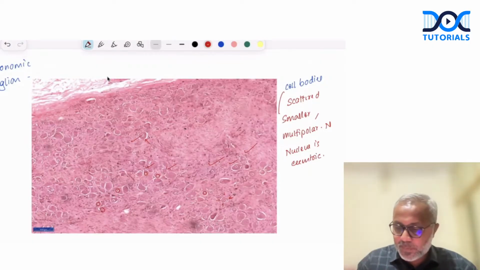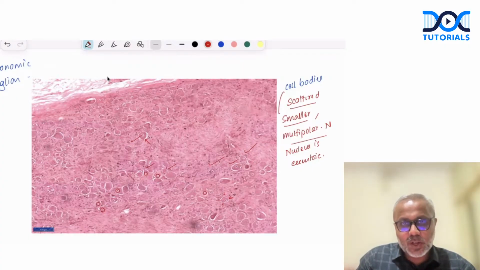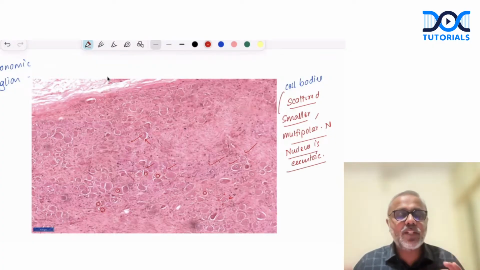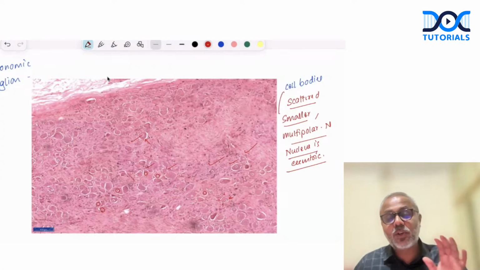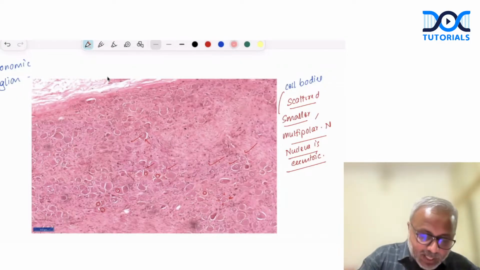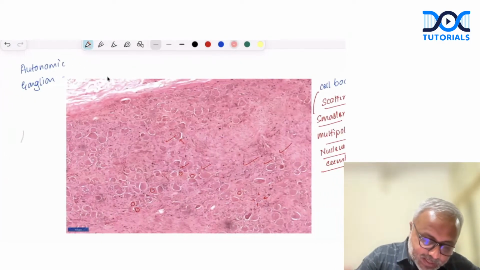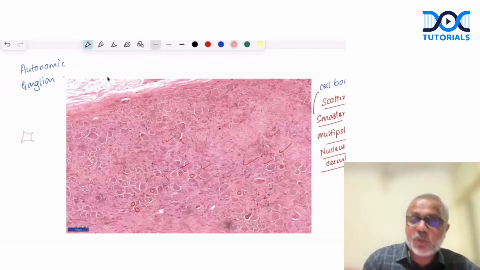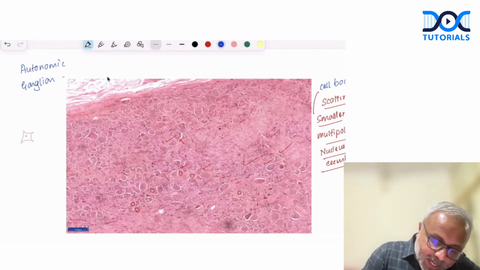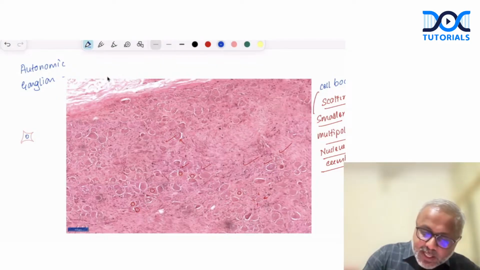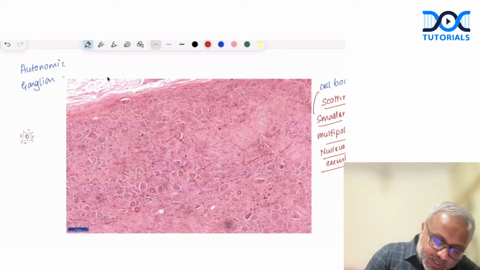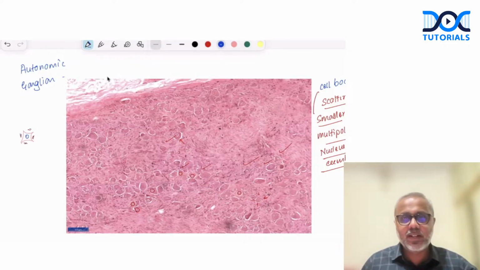So scattered, smaller, multipolar neuron cell bodies with eccentric nucleus is the feature of the autonomic ganglion. The autonomic ganglion looks exactly like this. This is how the cell body looks. We have the eccentric nucleus. Surrounding this, we have few satellite cells with their nucleus, right?